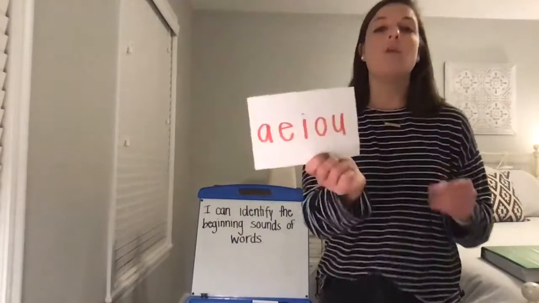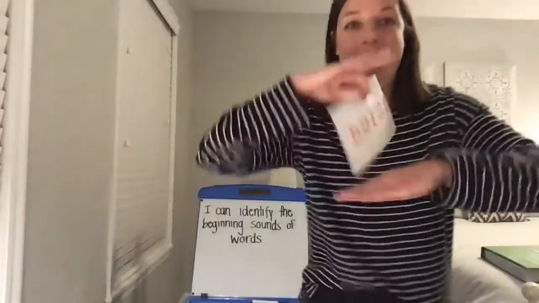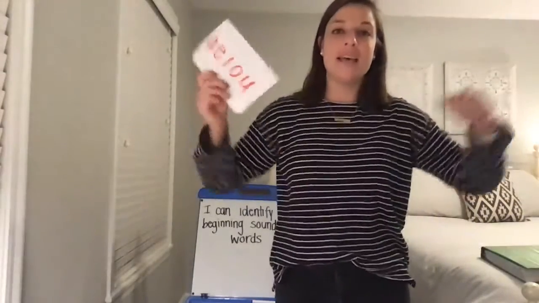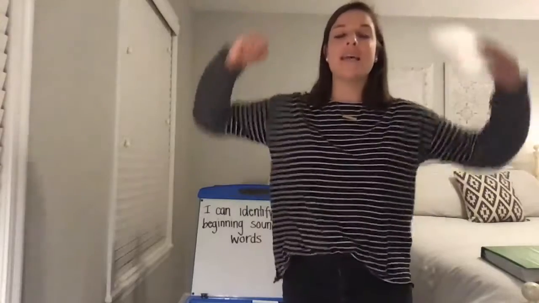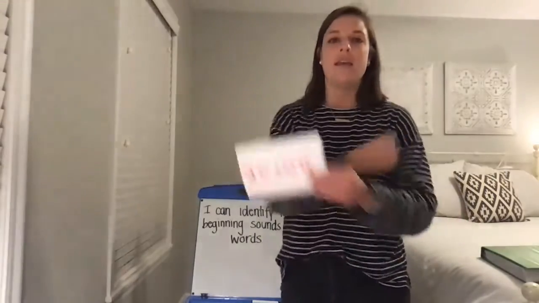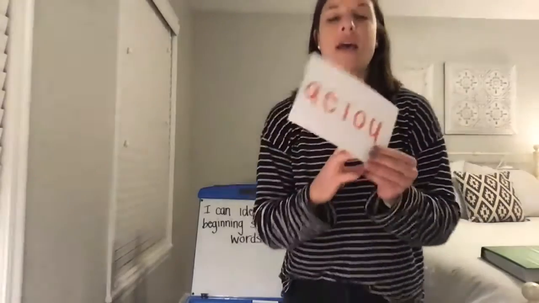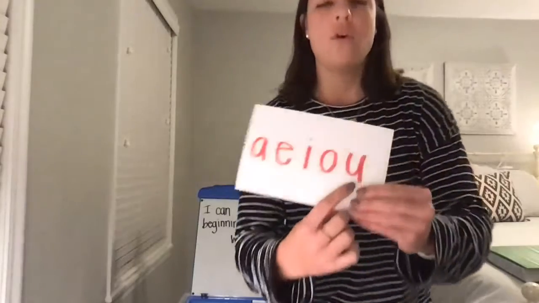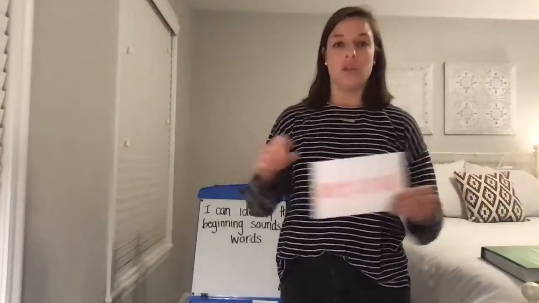So let's go over our vowels and their sounds. A says ah, and A says a. E says eh, and E says e. I says I, and I says I. O says ah, and O says o. U says u, and U says you.